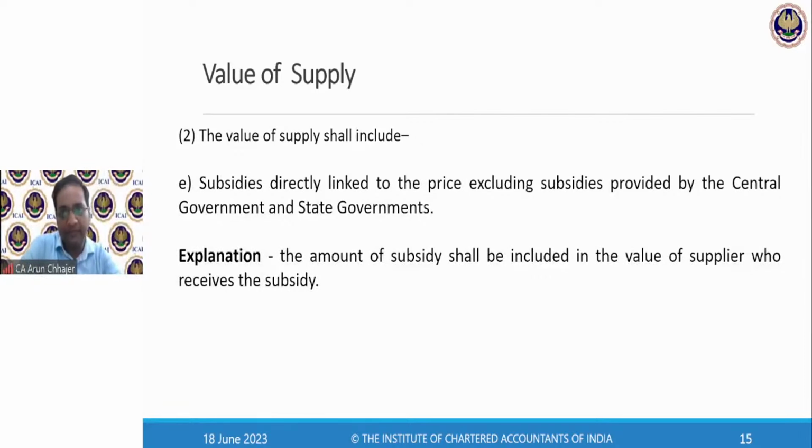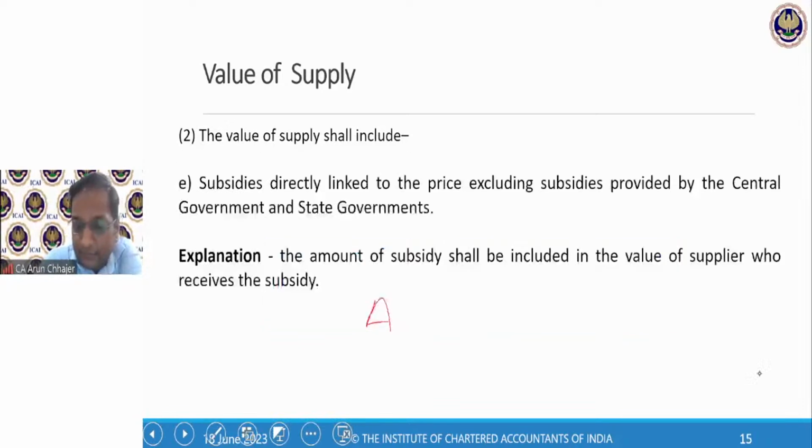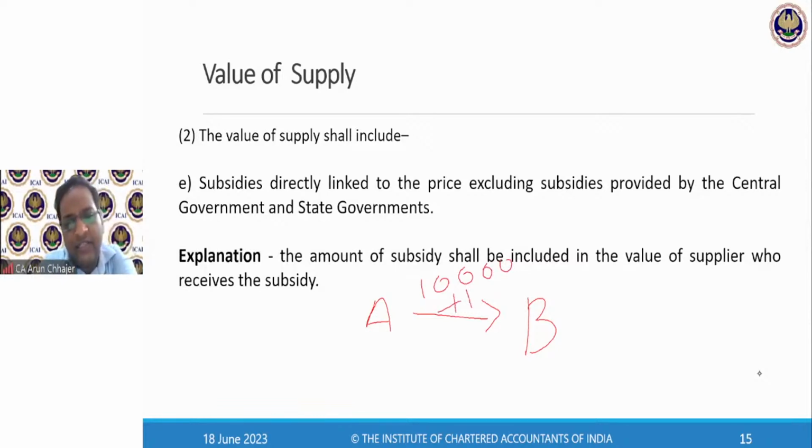What is the example? A is a supplier of, let's say, mobile. A is a mobile manufacturing company. A is supplying the mobile to Mr. B worth rupees 10,000. And he is charging the GST, let's say 1,000.